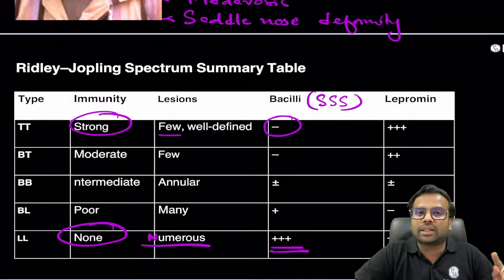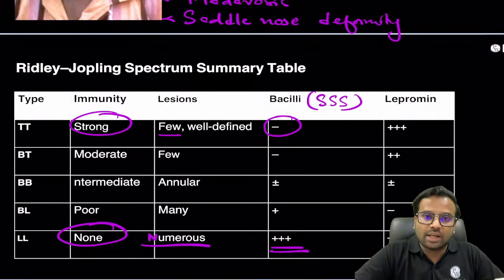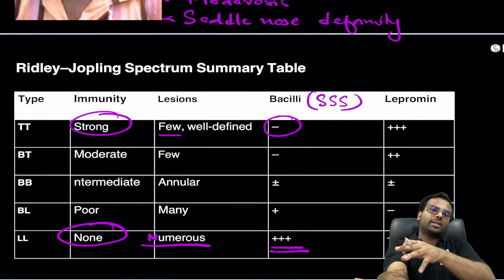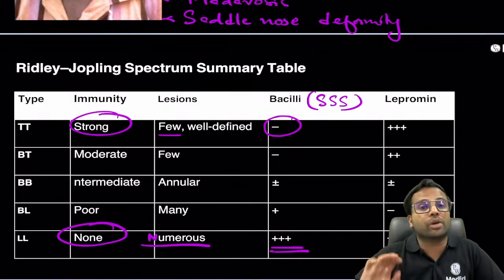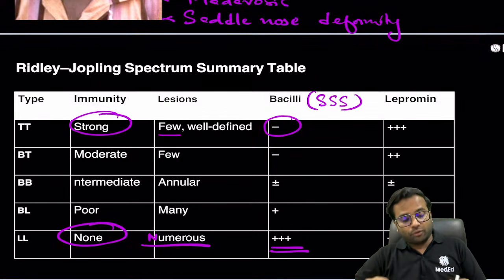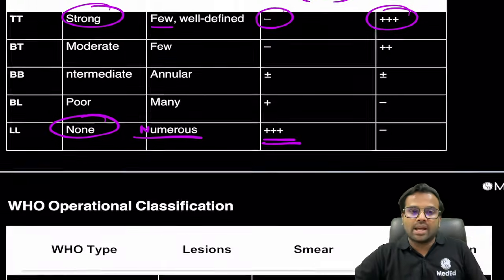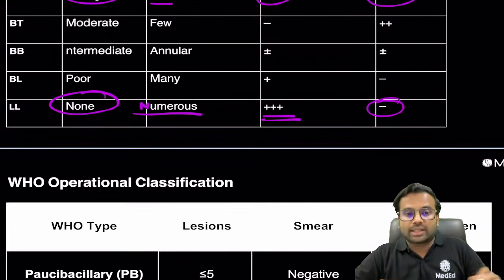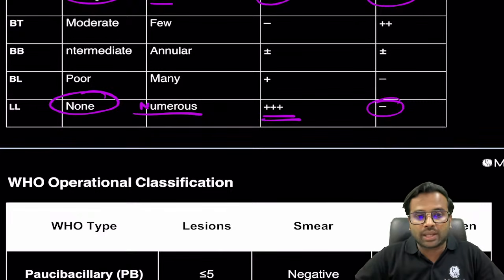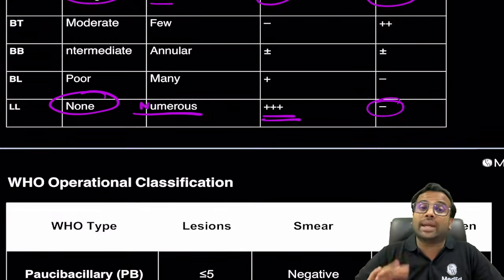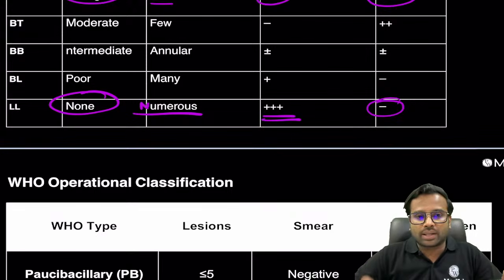And मैंने जो बताया था, the lepromin test, once you do it over the skin, अगर body react कर रहा है इसका मतलब ये है कि immunity is good. So you will get a very strong lepromin test in TT type of leprosy and the body will not react क्योंकि यहाँ पे तो immunity है ही नहीं, isn't it? इसीलिए there is no reaction from the body. Lepromin will be negative in lepromatous type of leprosy. I hope it is clear.